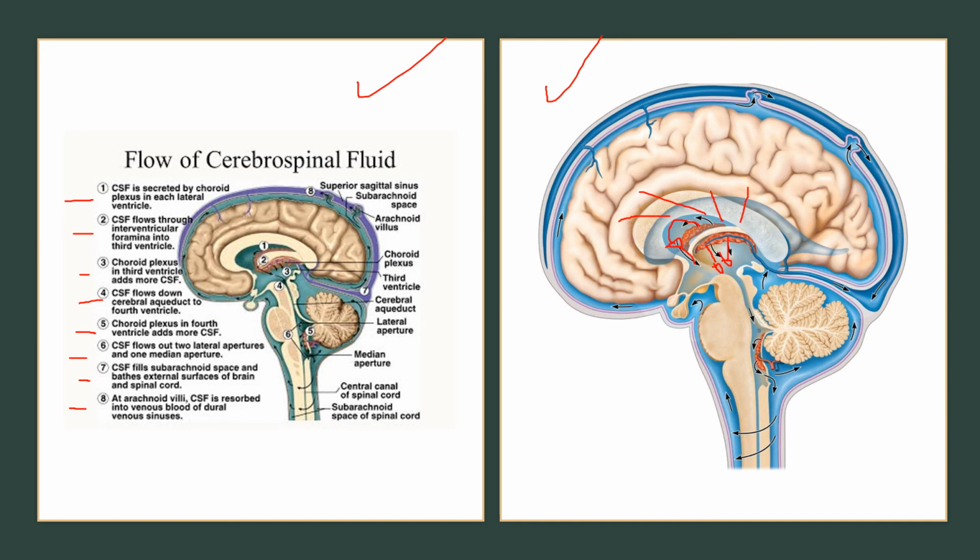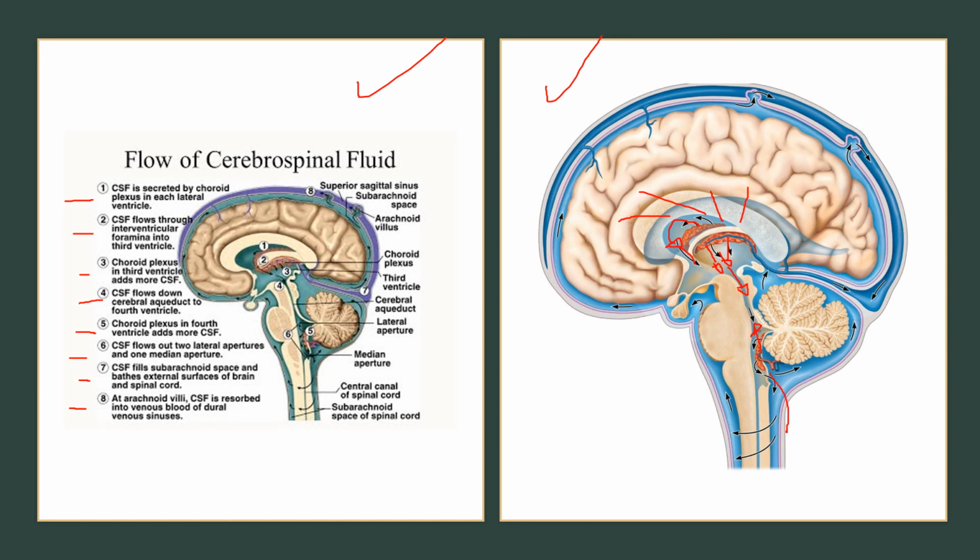Then in the third ventricle, the choroid plexus adds to cerebral spinal fluid, okay? And then that cerebral spinal fluid flows into the cerebral aqueduct here. From the cerebral aqueduct, it flows into the fourth ventricle, all right? From the fourth ventricle, there is a choroid plexus that then adds more cerebral spinal fluid. And then from the fourth ventricle, the cerebral spinal fluid flows out to the lateral apertures, okay?